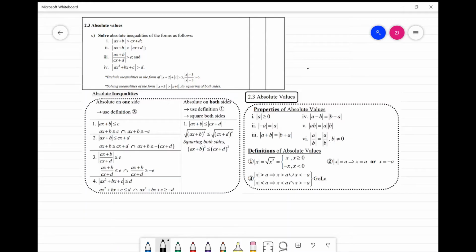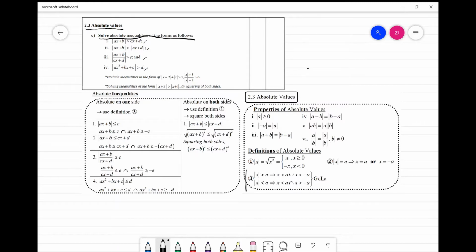Okay, today we are going to discuss absolute values 2.3 and the last learning outcome for this subtopic. We're going to solve absolute inequalities of the forms as follows. You can see these are the different forms of absolute inequalities. But before we discuss how to solve absolute inequalities, let's recall the definition of absolute inequalities.